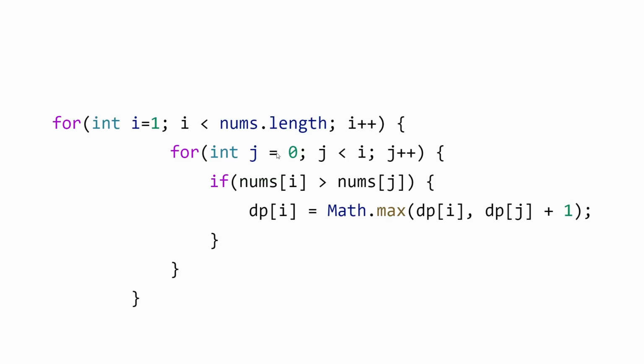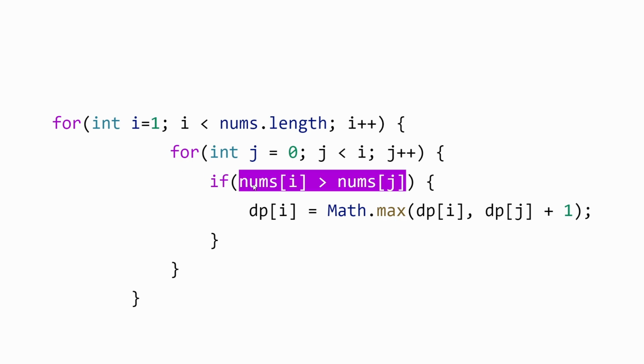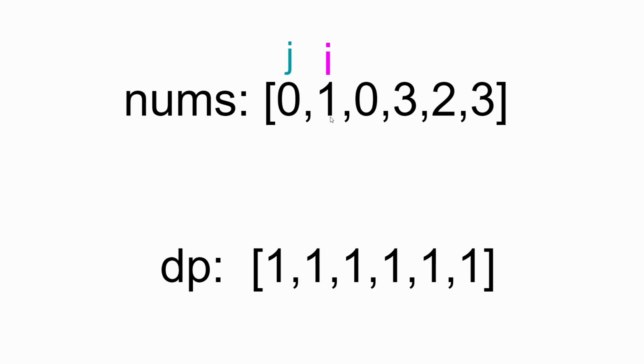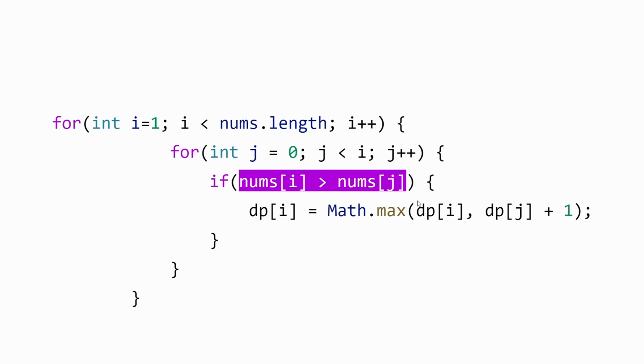And next, I want to draw your attention to this if conditional inside of the for loop for j. Basically, we're going to compare nums at I to nums at j. If nums at I is greater than nums at j, we want to do something. So if this number is greater than this number, we want to do something. And in this case, we would do something, right? So we go into the if conditional. We know that nums at I is greater than nums at j.